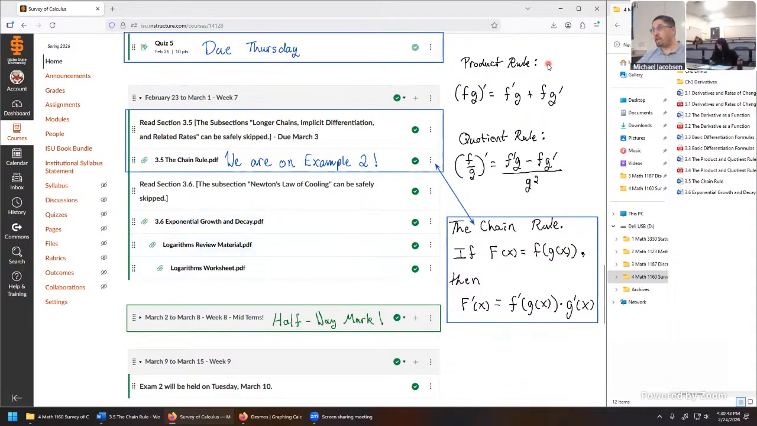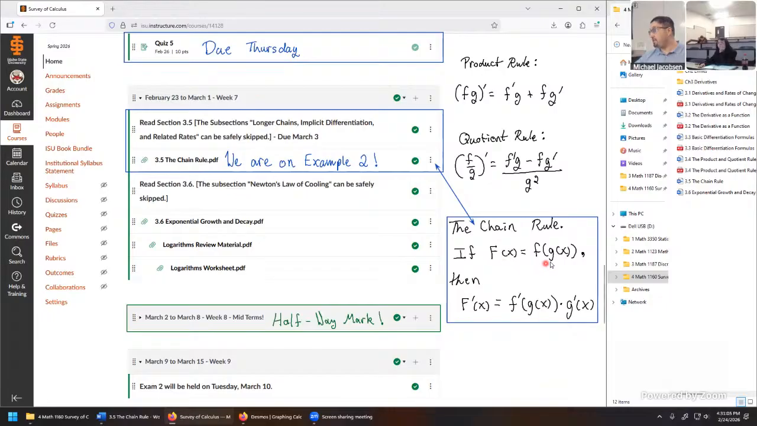So far, here's what we have for sections 3.4 and 3.5. The product rule was this differentiation process. We extended to the quotient rule whenever we're dividing a function by another function, neither one of them constant. And now the big new rule is this one, also stated in the notes.